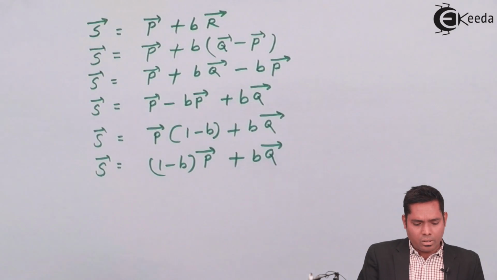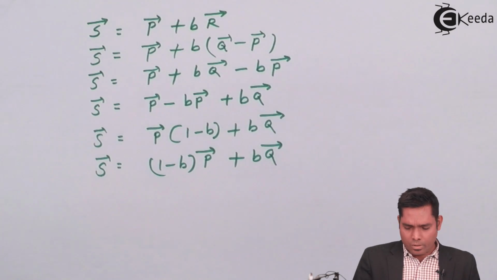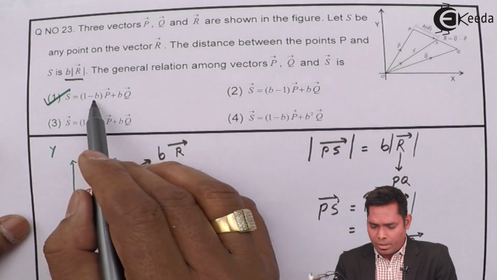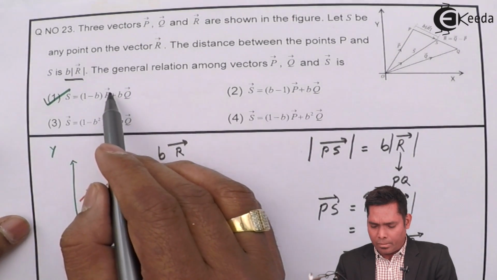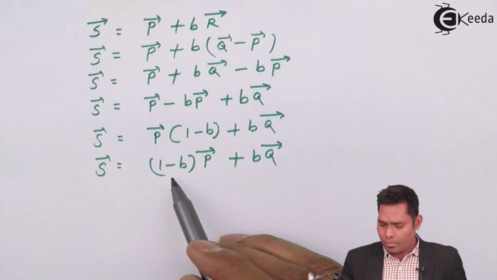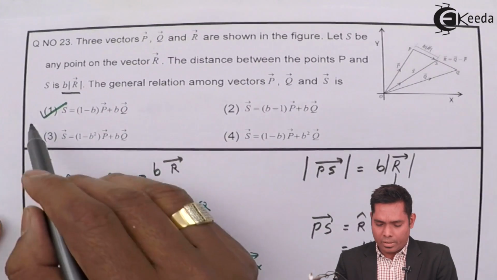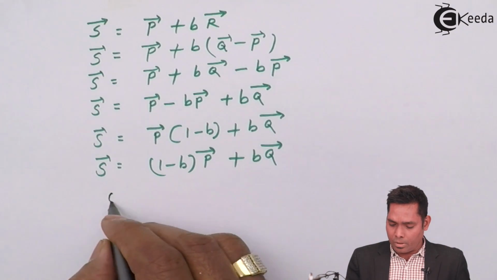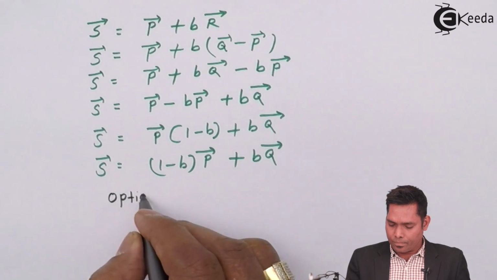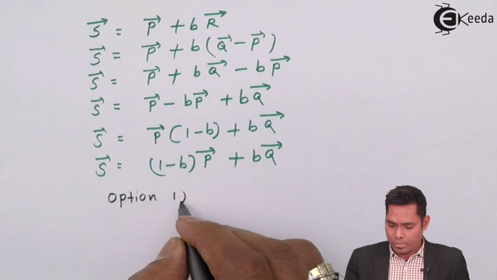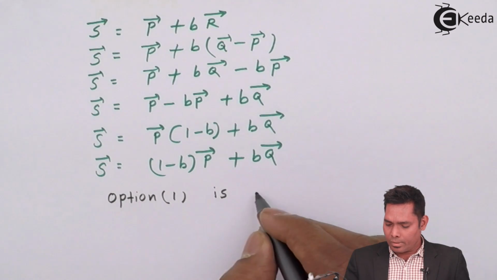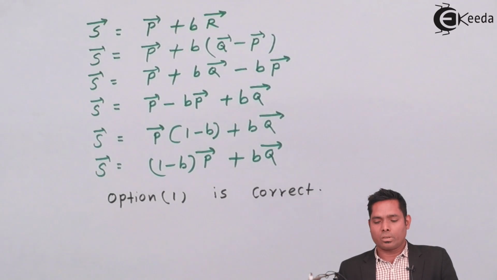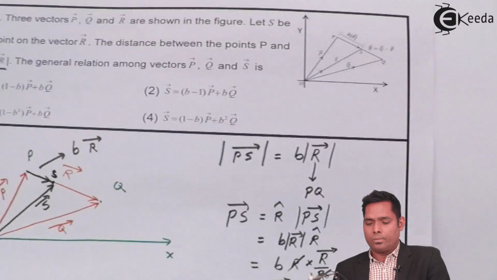So this is what I'm getting. If I see the options, you can see here 1 minus B times the P vector plus B times the Q vector. So this option is correct. Option number 1 is the correct option to this question. Okay, thank you.